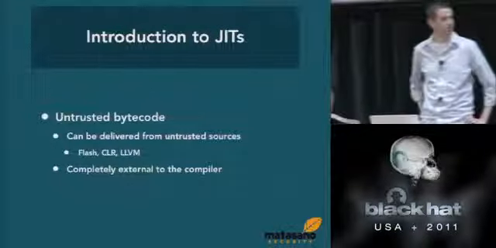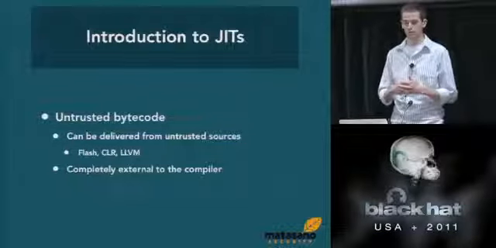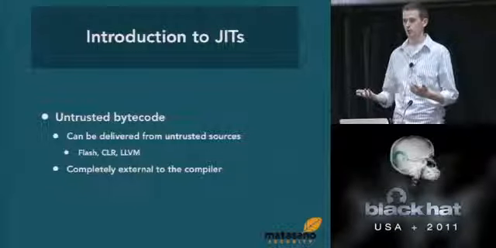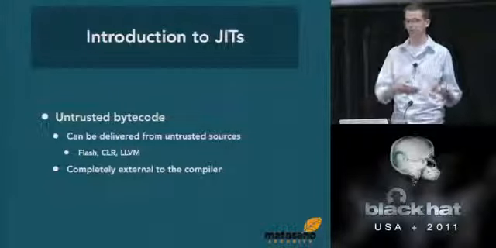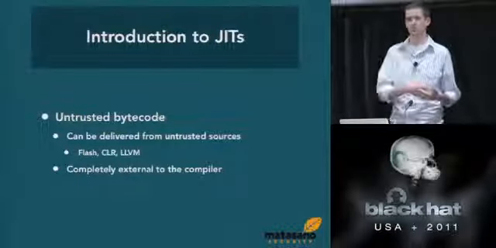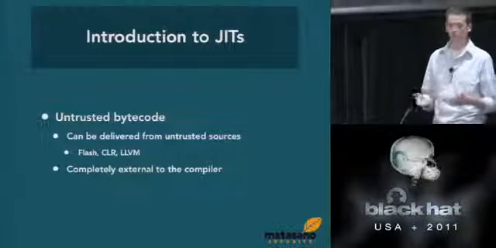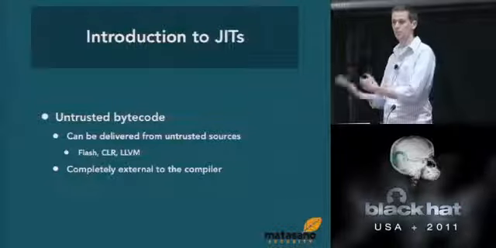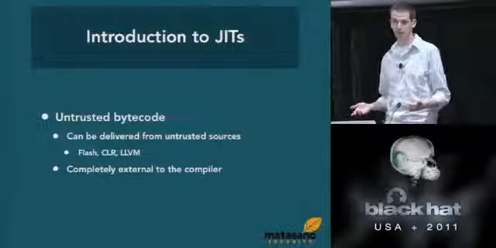So bytecode or bitcode comes in two different formats in our mind. There's untrusted bytecode, which we're defining as bytecode that comes from an external entity, such as someone over the internet you don't trust, right? A good example of that would be Flash. When you get a Flash movie or some Flash SWF file, there's a bunch of compiled ActionScript. It's already been compiled down to its bytecode format, so this is completely external to the compiler. Some developer wrote some ActionScript or some high-level language, compiled it down to bytecode, and then sent you the bytecode. We're considering that untrusted bytecode.